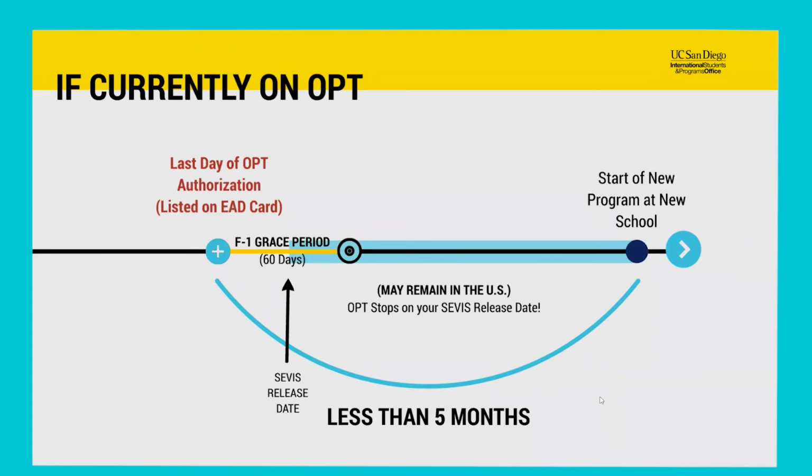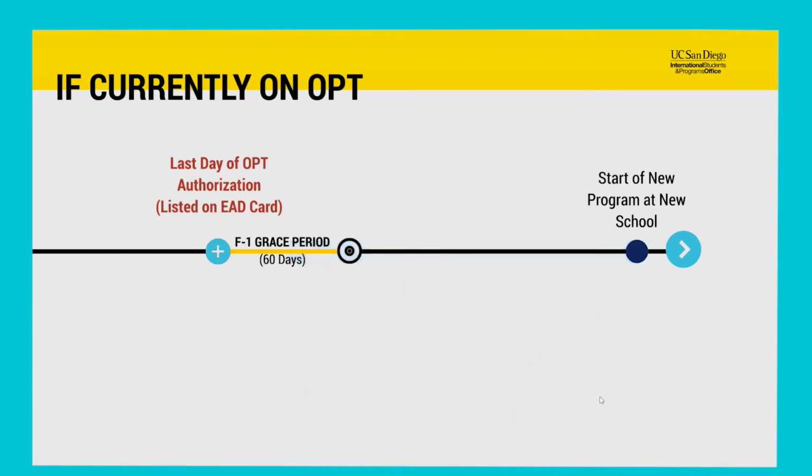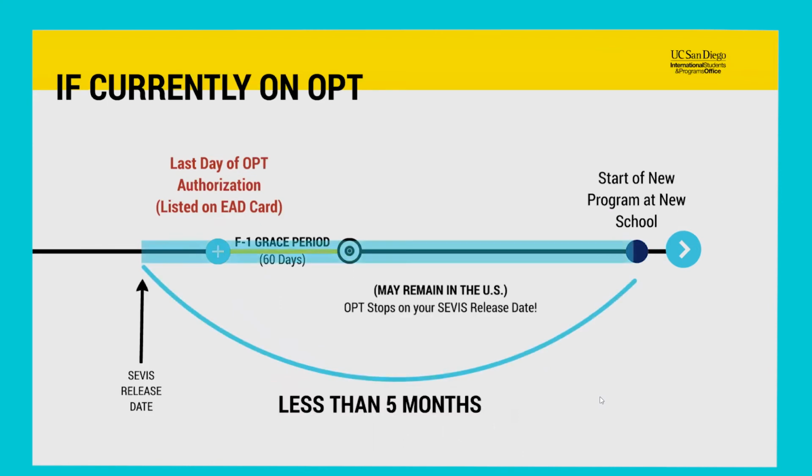There cannot be more than 152 days or 5 months between last date of OPT to our start date here in the fall quarter. So many students will actually be ending their OPT early in order to join us in the fall quarter. So if you are going to be ending OPT early before the current OPT end date listed on your EAD card, you are able to request that your school release your SEVIS record to UC San Diego during your approved OPT period. Just something to note is it has to be, again, less than 5 months from the date of your SEVIS release to our start in the fall.